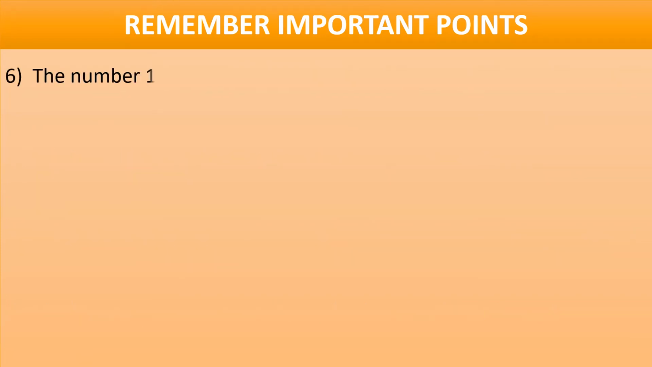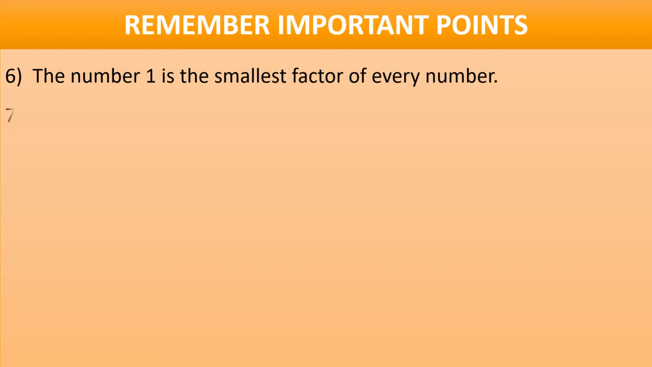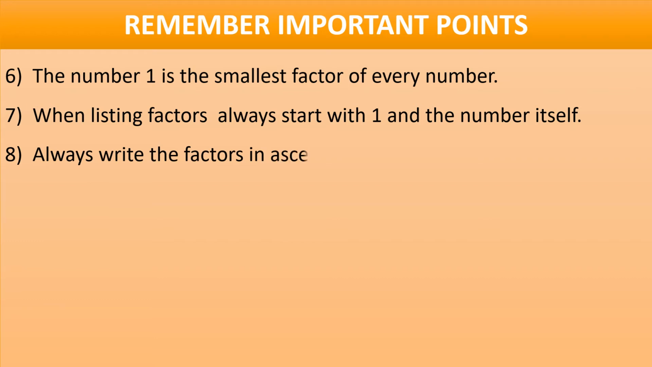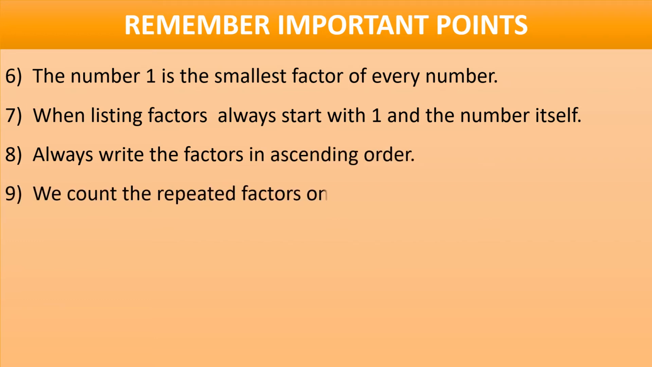Number 6. The number 1 is the smallest factor of every number. Number 7. When listing factors, always start with 1 and the number itself. Number 8. Always write the factors in ascending order. Number 9. We count the repeated factors only once.